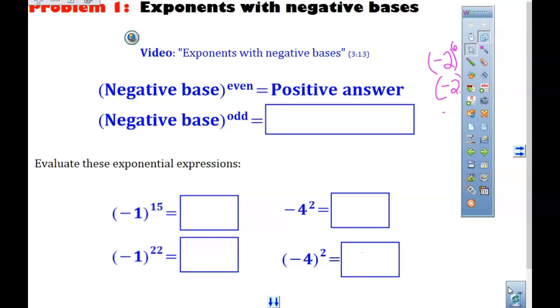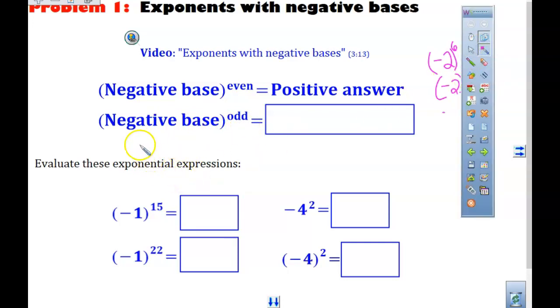Please write a positive answer. And you can check that by putting it in a parenthesis when you do this on your calculator. Now, we just saw negative 1 to the 5th. As we were looking at these, as we were writing in that video, when they have a negative number to an odd power.